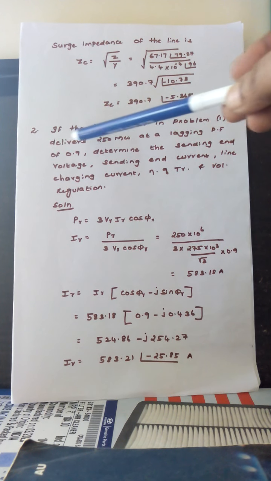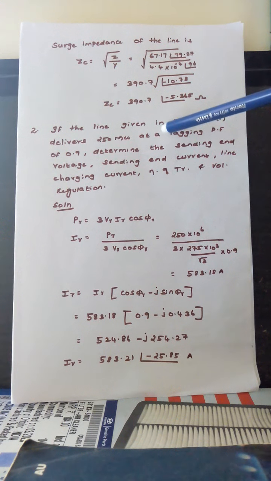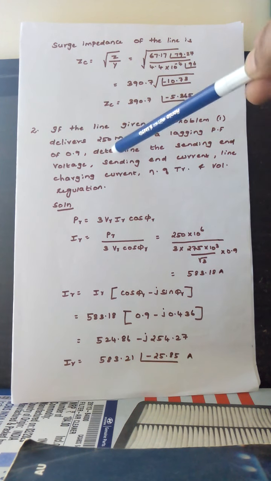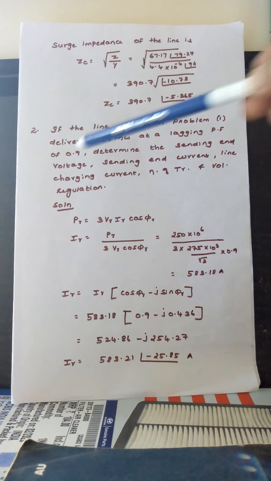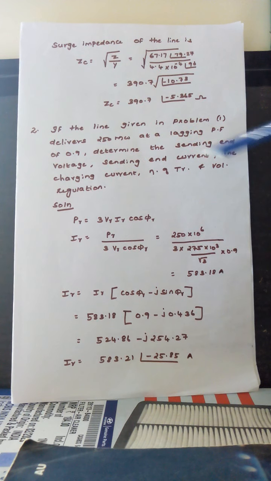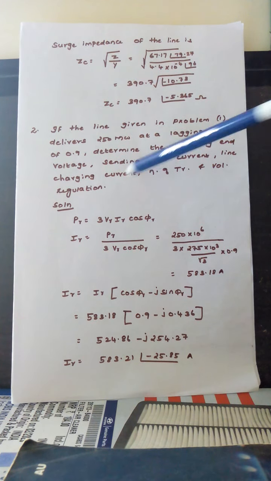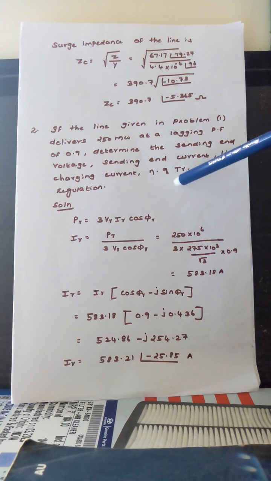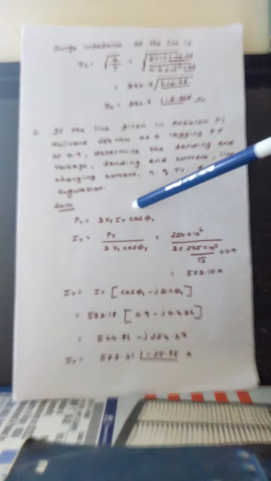So next one, if the line given in problem 1, already the continuation of the problem 1, delivers 250 megawatt at a lagging power factor of 0.9, determine the sending end voltage, sending end current, line charging current and efficiency of the transmission line, and voltage regulation they are asking.